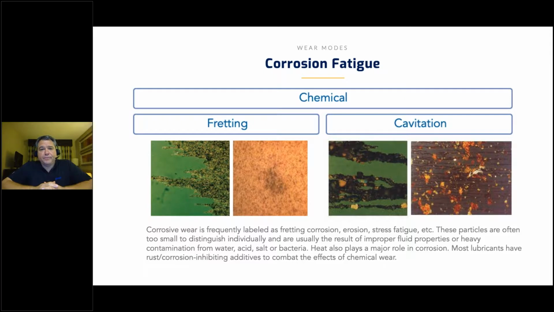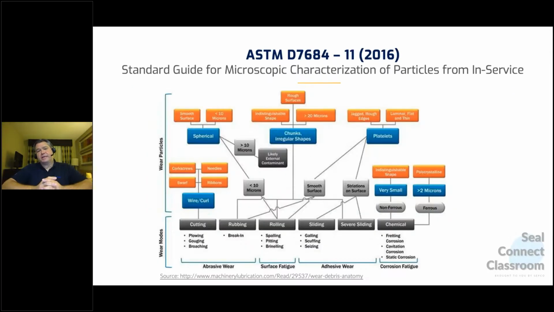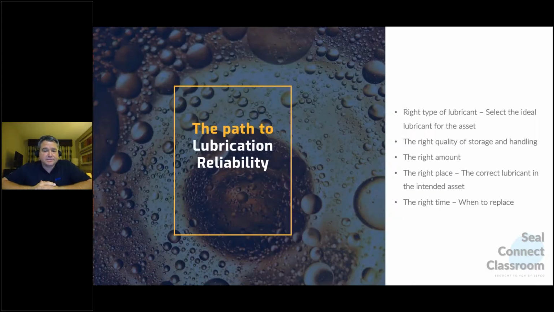So that's it for this standard. The next slide is just pointing you to the ASTM standard that helps you categorize these. It's actually simple to follow. You look at the wear shape, you can start asking the right questions, sizing and looking at whether it's spherical, whether it's sliding, platelets, chunks, whatever, and then it will direct you down to what the obvious cause or the wear mode is. So great technology. It's available today.